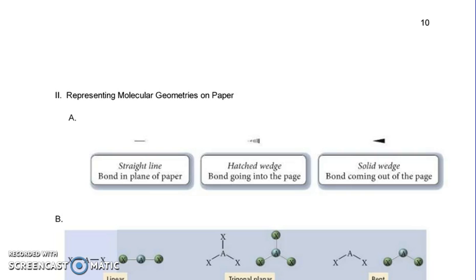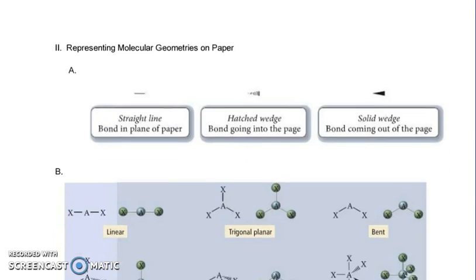Representing molecular geometries on paper. So this is our way of trying to show you that it's not splatted on the paper. How can I make a three-dimensional look to these diagrams, to the structural formulas here? A straight line is the bond in the plane of the paper. A hatched wedge means it's going behind the paper or into the page. And a solid wedge means it's coming out at me.